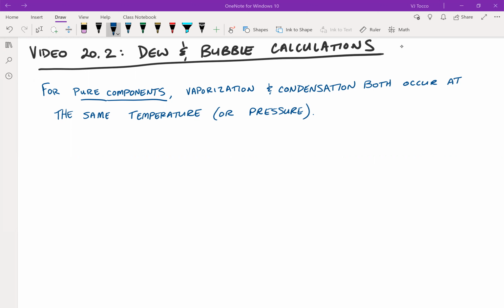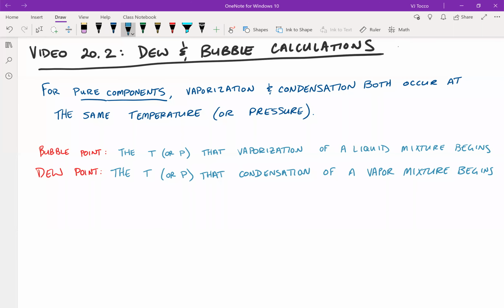Yet for mixtures, the vaporization and condensation does not occur at the same temperature. So we'll start off with some definitions. The bubble point is the temperature or the pressure at which vaporization of a liquid mixture begins. In other words, it is the temperature at which the first bubble of a liquid mixture forms.